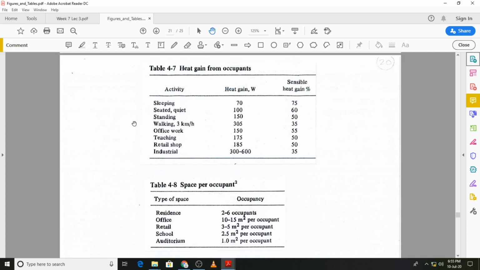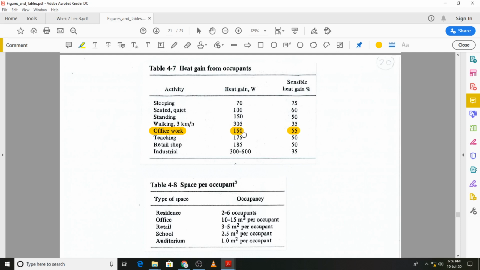Table 4-7 is heat gain from occupants. So this is the heat gain per person, and the units are in watts. And you can see the first column tells us the type of activity. So we are told that the activity that we have is office work, and against that the heat gain is 150 watts. The third column tells us what percentage of this heat gain is sensible heat gain. So we are told that 55% of this value is sensible heat gain per person.